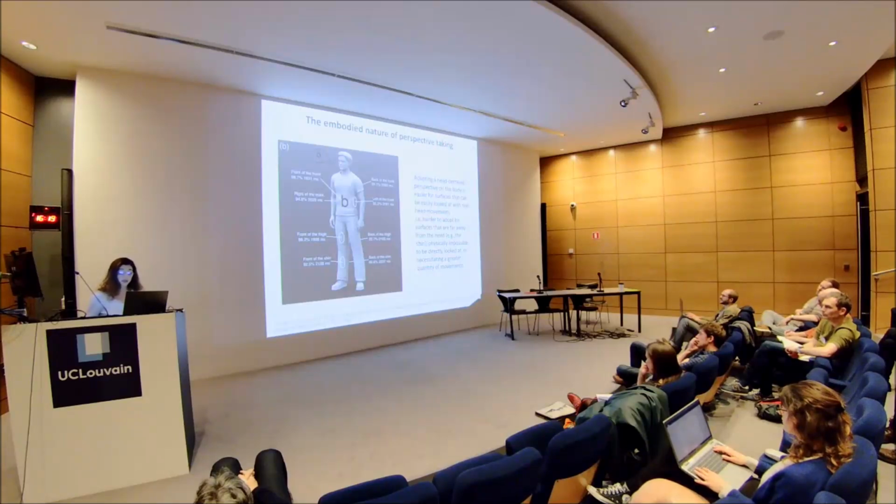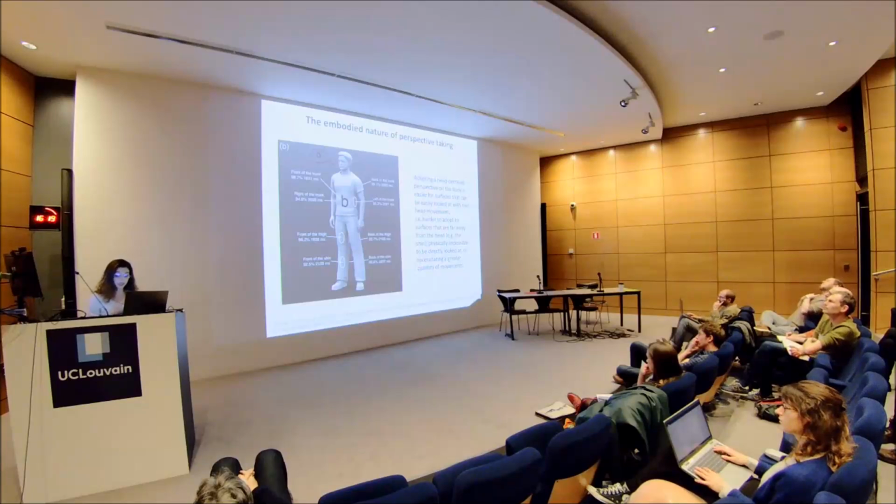So overall, these results support the embodied nature of perspective taking, and they show that mentally taking a spatial perspective on our body involves a mental change in body posture, which is influenced by physical body parts.